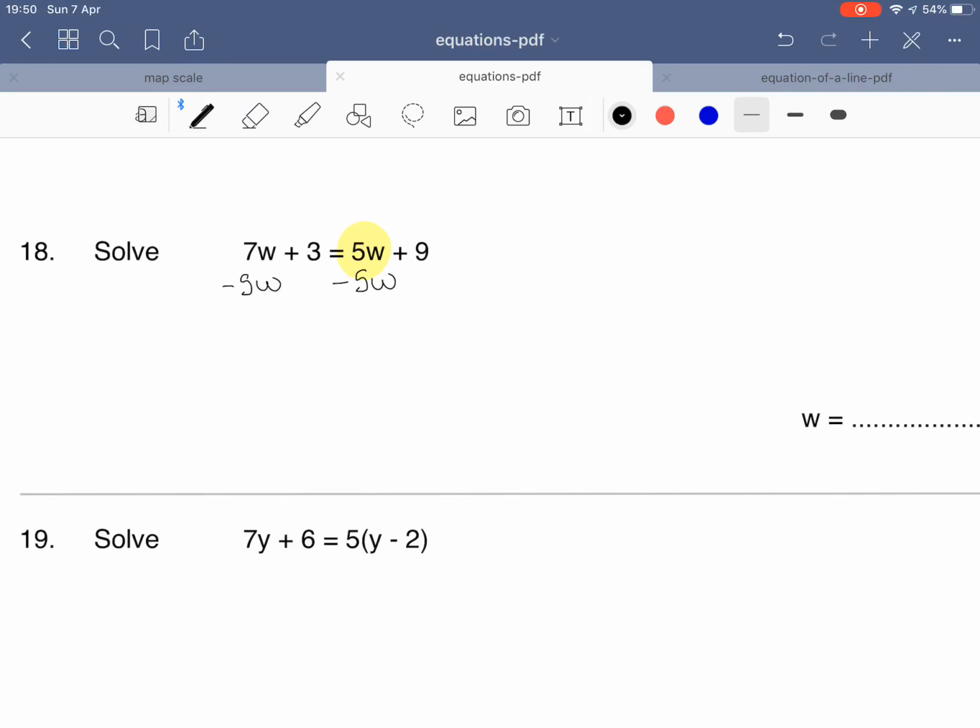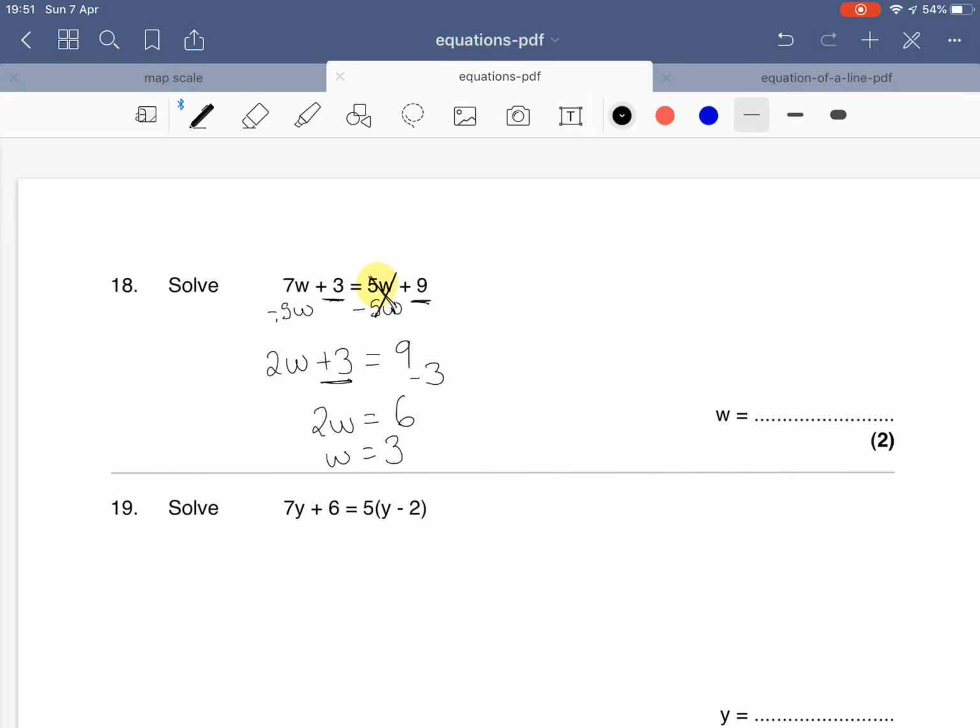So from the w, so I've got 7w, subtract 5w leaves me with 2w. This 3 stays there, so I've still got plus 3. Those 5w's cancel each other out, and I'm just left with positive 9. So I've got 2w plus 3 equals 9. Now I can, like normal, subtract my 3. So I've got 2w equals 6. And then 2 times what is 6? W is going to be 3.